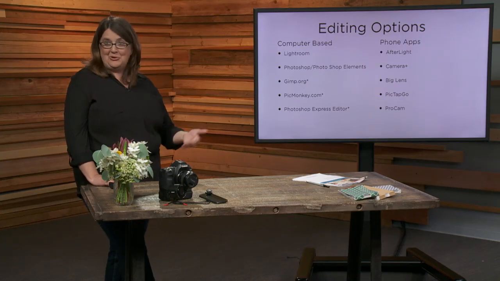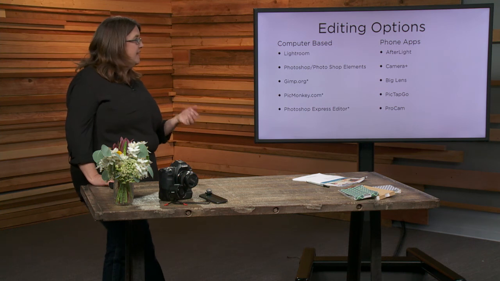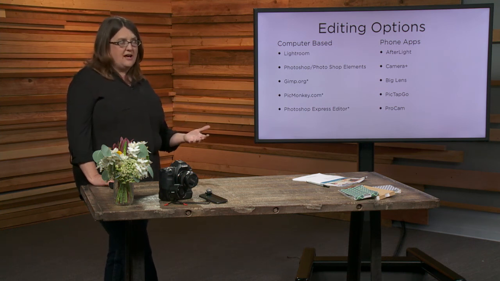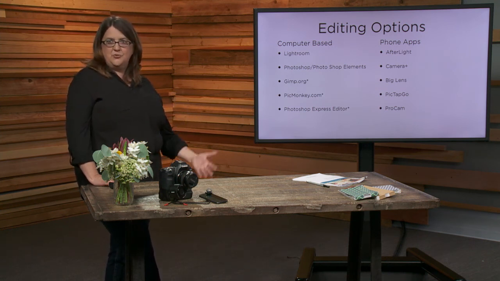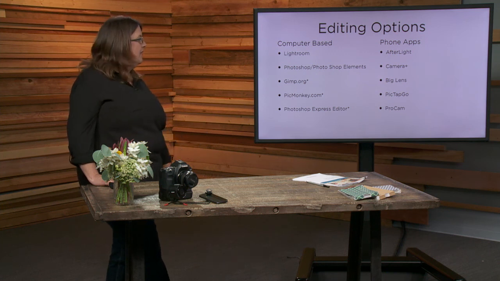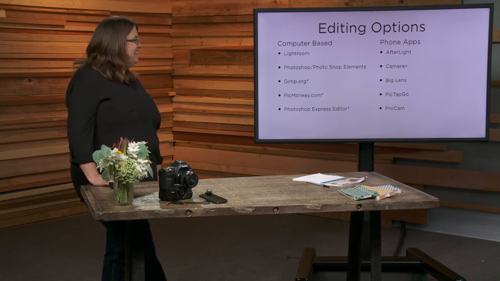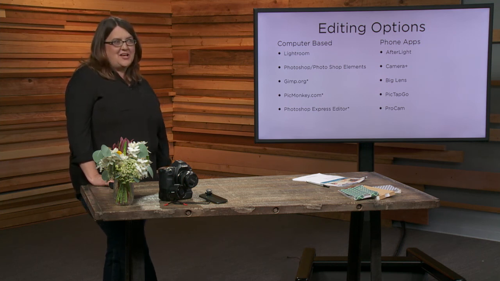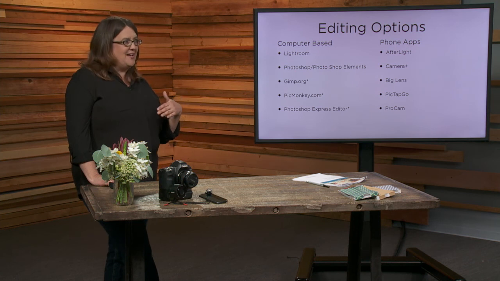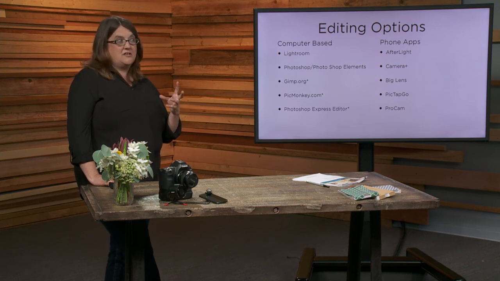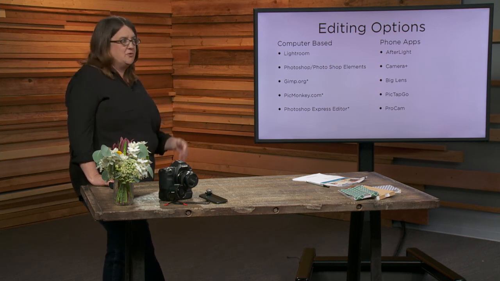And then for phones, Afterlight is my absolute go-to app for editing my phone photos. And all of those 6 steps, again, they're called the same thing. You can go through the same steps in Afterlight. Camera Plus is more robust than Afterlight, and you can do those same things again, plus a lot more. Big Lens we mentioned for blurring the background. And then PicTapGo is a really popular app to take the photo, edit it, be able to save your edits as a recipe, and then post it or save it.